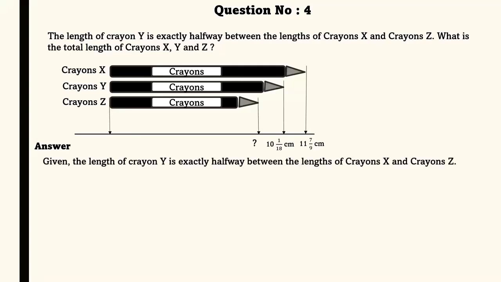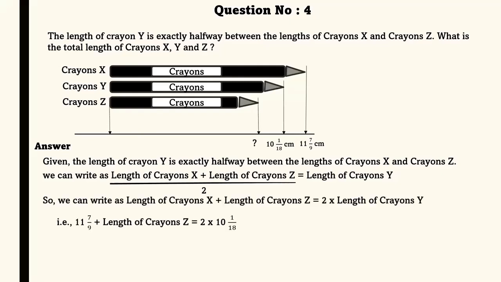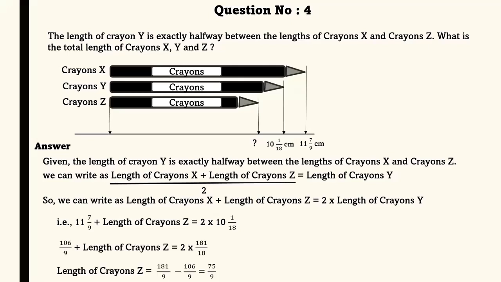Given the length of crayon Y is exactly halfway between the lengths of crayon X and crayon Z, we can write this as length of crayon X plus length of crayon Z divided by 2 is equal to length of crayon Y. That is 11 7 by 9 plus length of crayon Z is equal to 2 into 10 1 by 18. Using this, we can find the value of Z. Z is equal to 75 by 9.